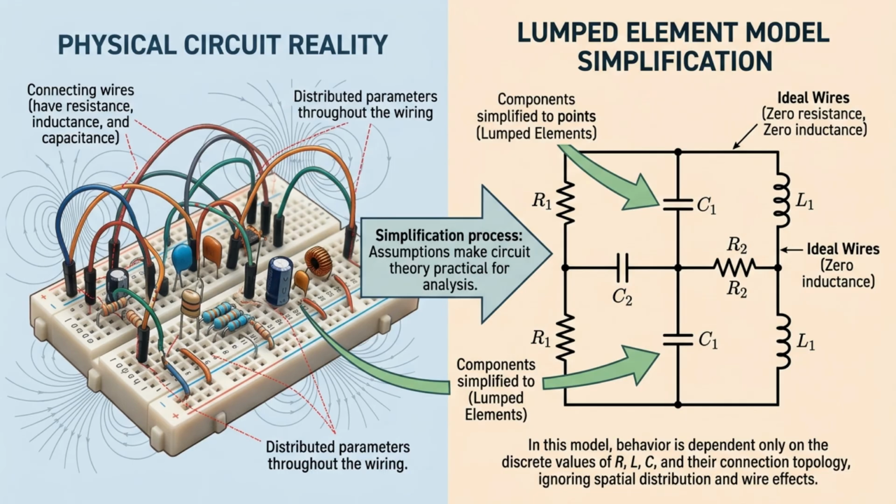Most introductory circuit analysis is based on the lumped element model. In this approach, components such as resistors, capacitors, and inductors are assumed to exist at specific locations, while the wires connecting them are considered ideal and have no significant effect on circuit behavior. This assumption greatly simplifies analysis and makes circuit theory practical for everyday engineering work.